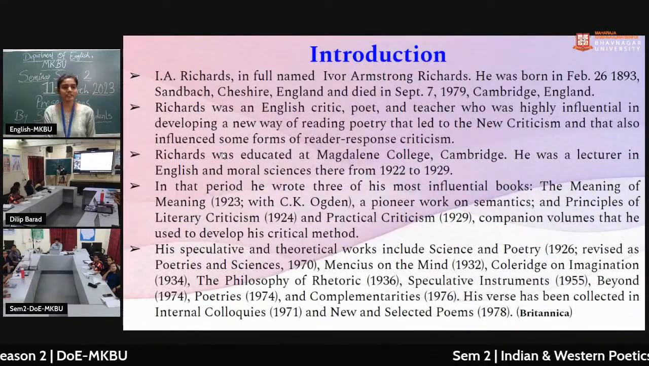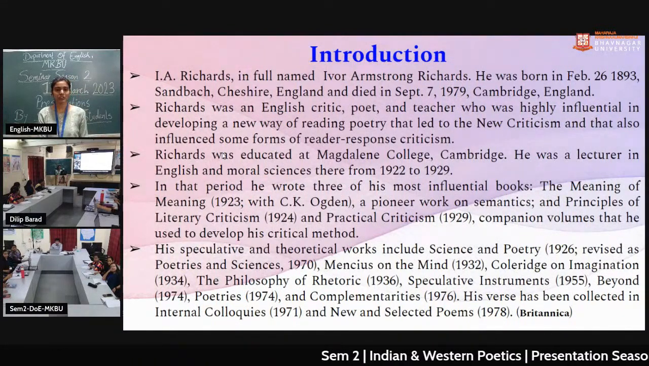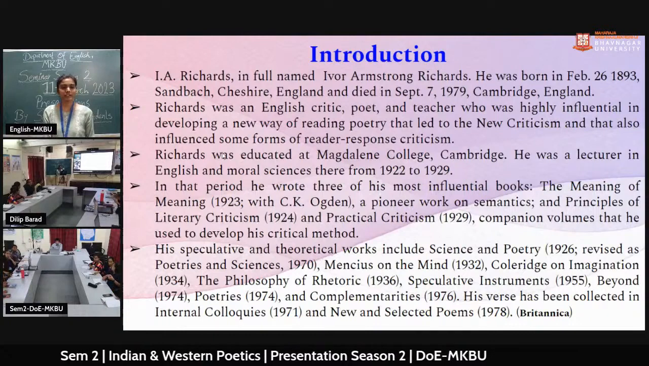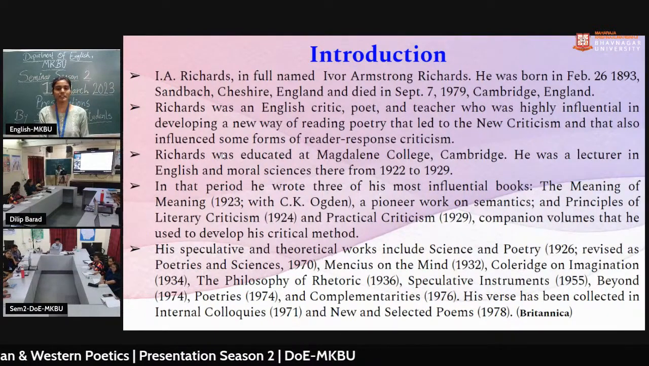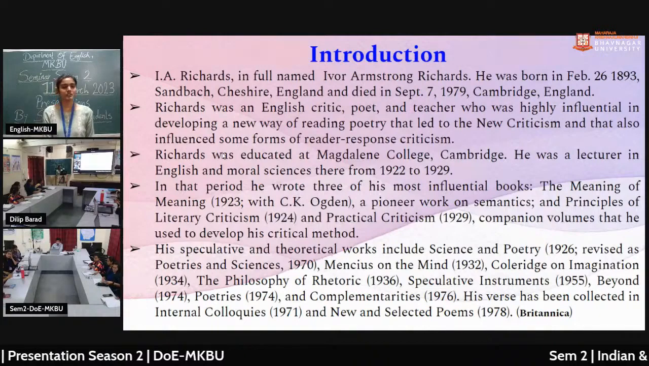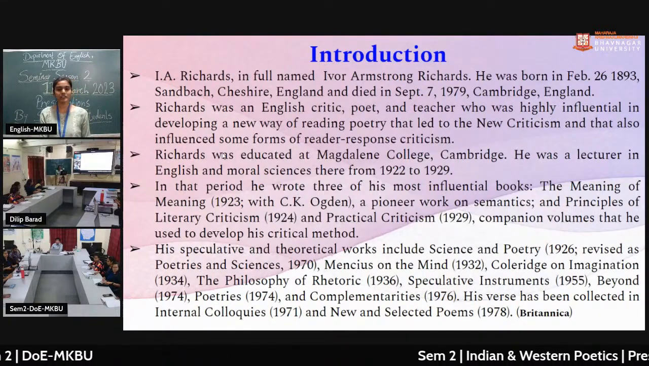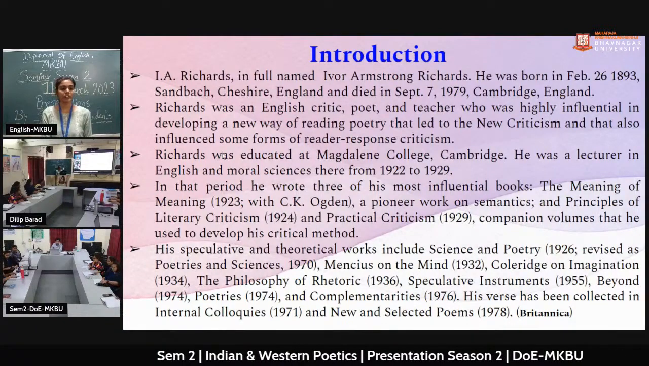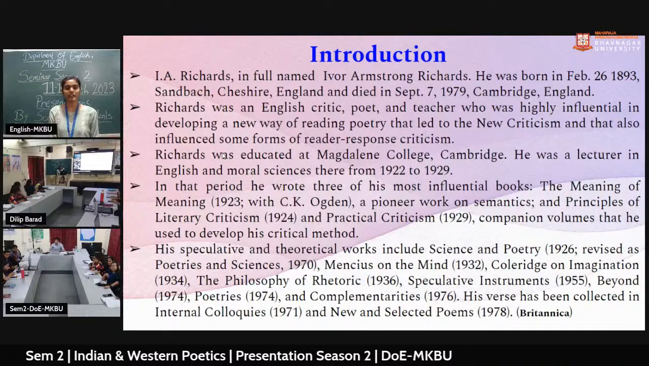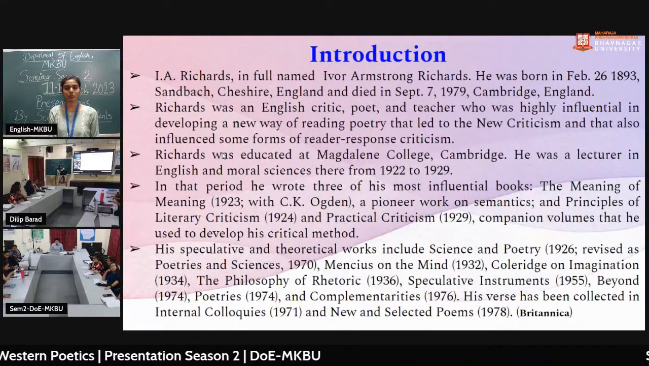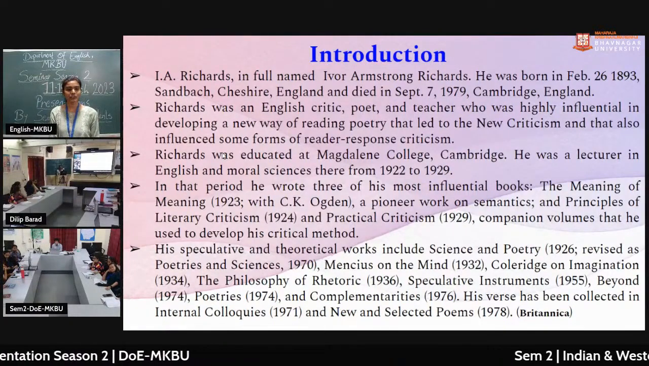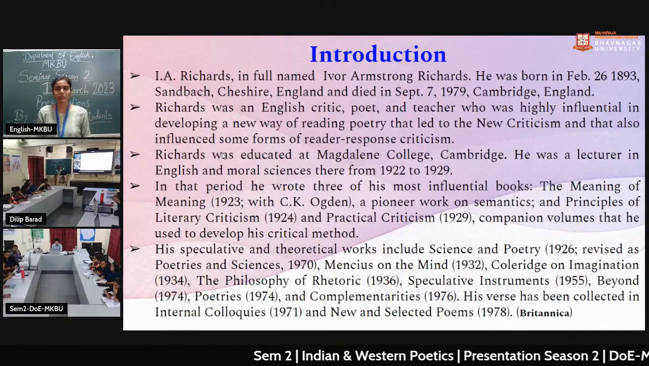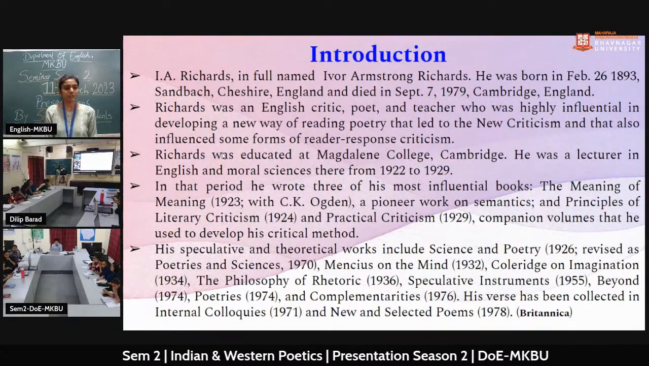Introduction. I. A. Richards, in full Ivor Armstrong Richards, was born in 1893 and died in 1979 in England. Richards was an English critic, poet, and teacher who was highly influential in developing a new way of reading poetry that led to the new criticism and that also influenced some forms of reader response criticism. He was a founder of the new criticism.